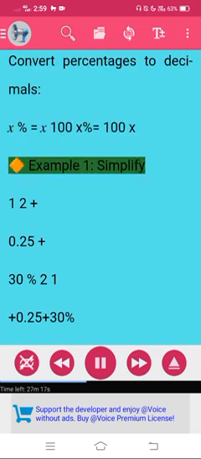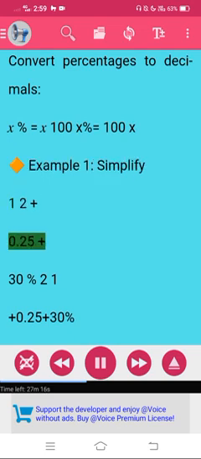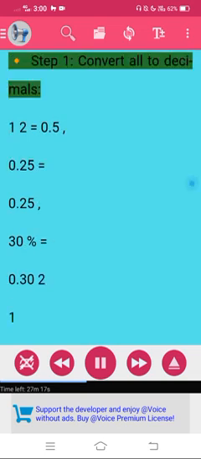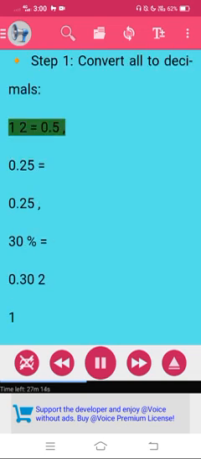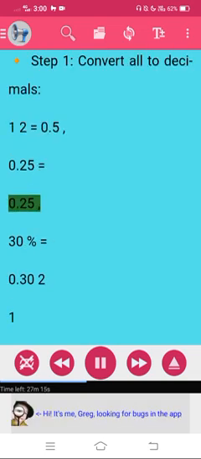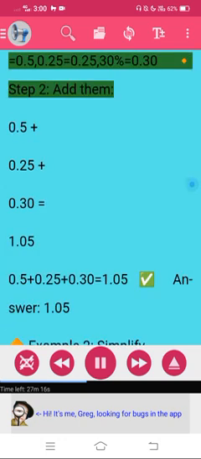Example 1. Simplify 1/2 plus 0.25 plus 30%. Step 1: convert all to decimals. 1/2 equals 0.5. 0.25 equals 0.25. 30% equals 0.30.